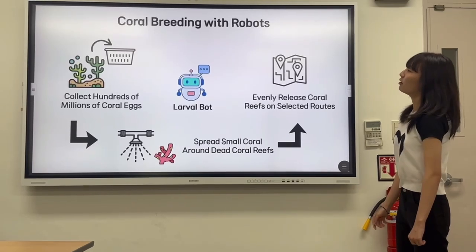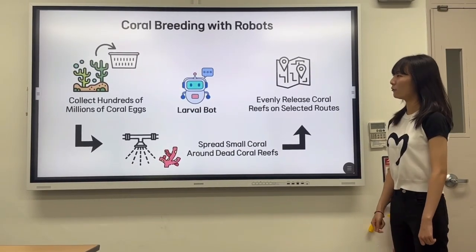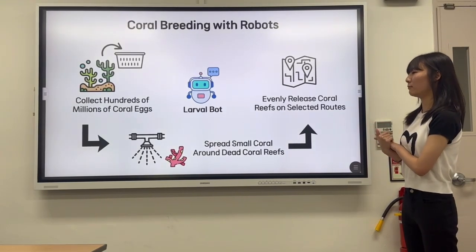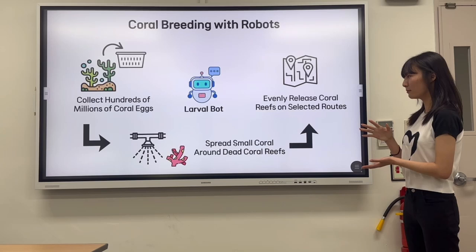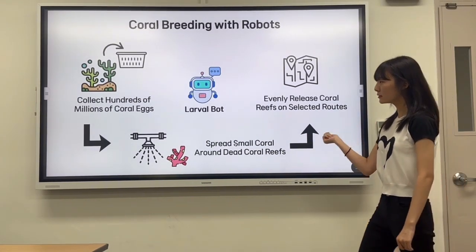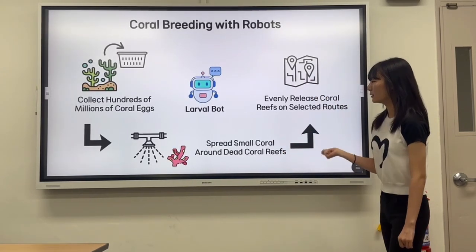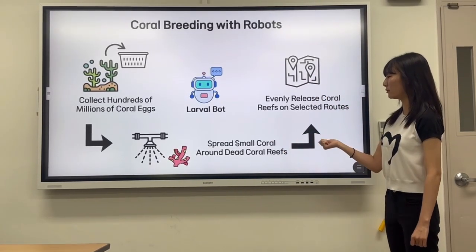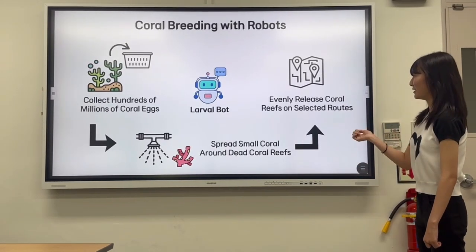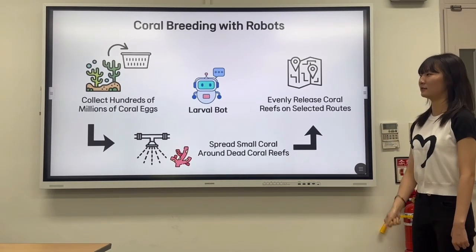Next, we can help coral breeding with robots. First, LarvalBot is a marine robot developed in Australia. LarvalBot first collects hundreds of millions of coral eggs and spreads small corals around the coral reefs. Finally, it evenly releases them on selected routes.